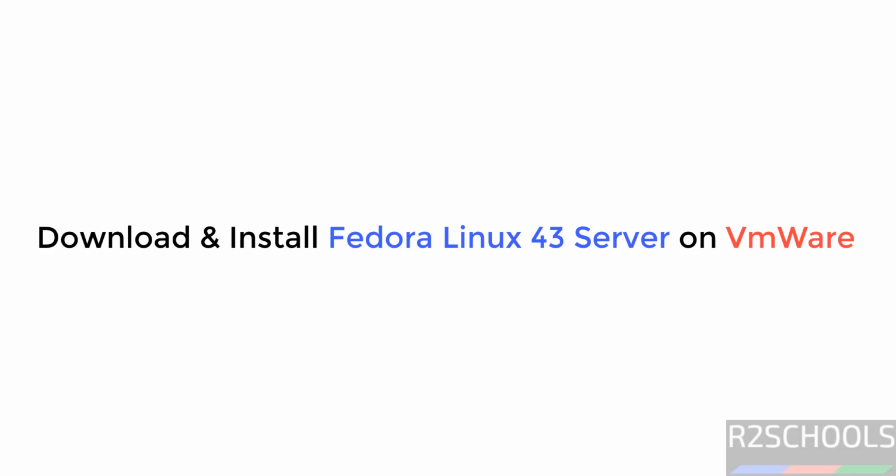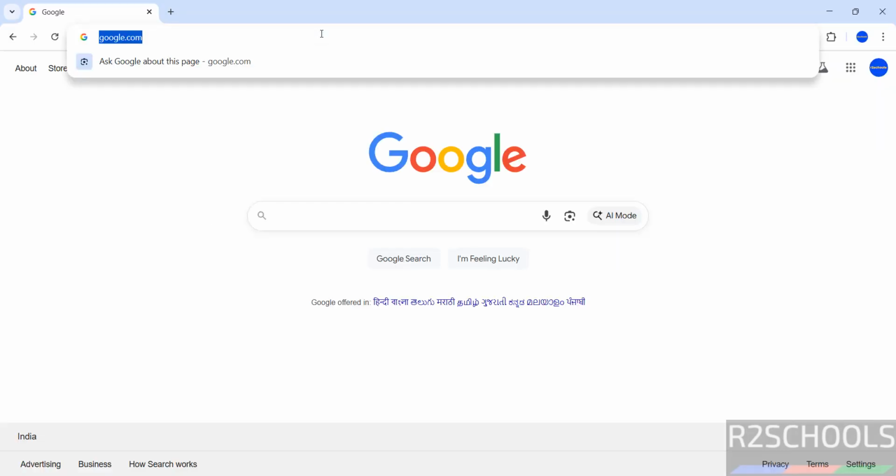Hello guys, in this video we will see how to download and install Fedora Linux 43 server edition on VMware Workstation. Okay, first go to the Fedora official website and download.